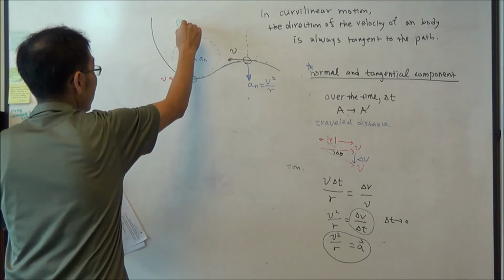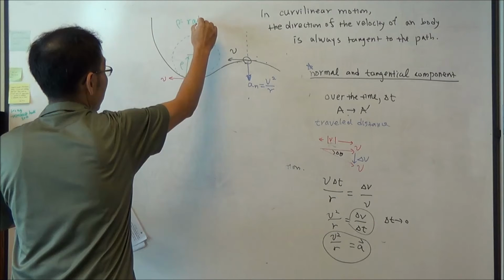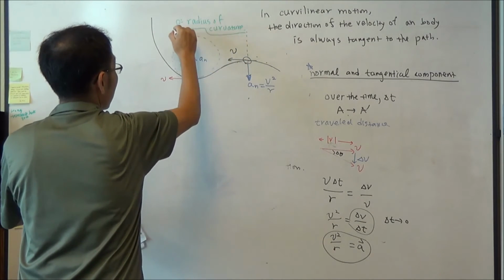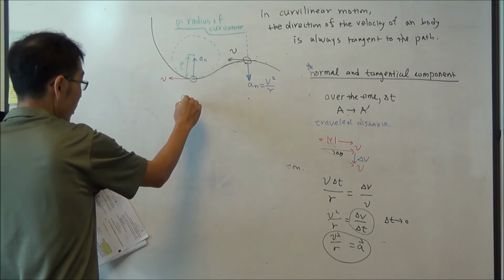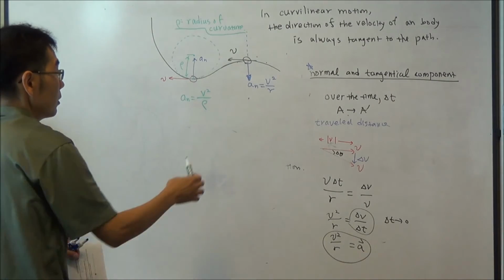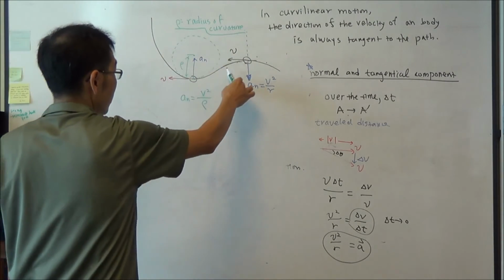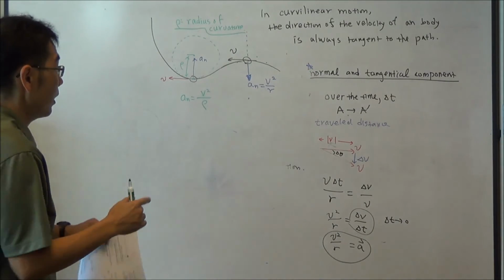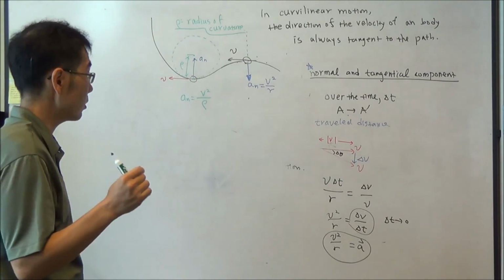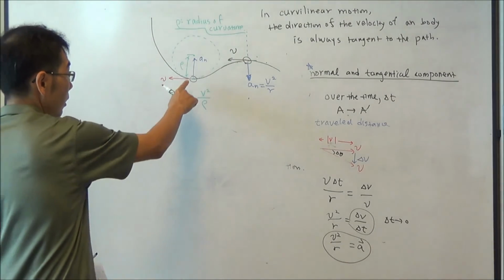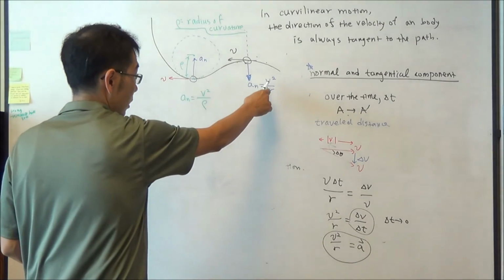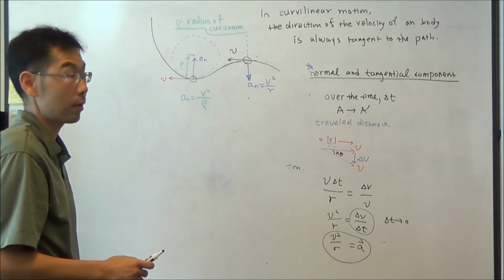And rho is called the radius of curvature. Then a_N is equal to v squared over rho. Since this does not have the same curvature at every point, rho will keep changing. But as long as we know rho, we can calculate the normal acceleration using the instantaneous velocity and rho.